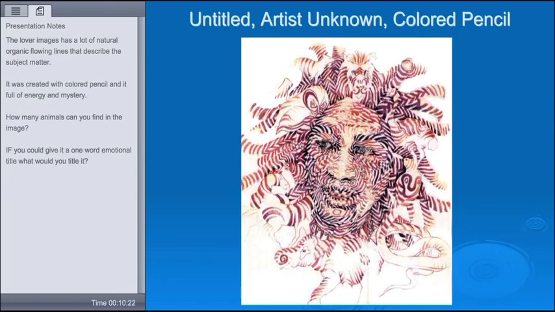I love this piece. The images have a lot of organic flowing lines, and it describes the subject matter. This was created with colored pencil, and it's full of energy and full of mystery. How many animals do you find in this image? And if you could give this colored pencil piece an emotional title in one word, what would you entitle it?